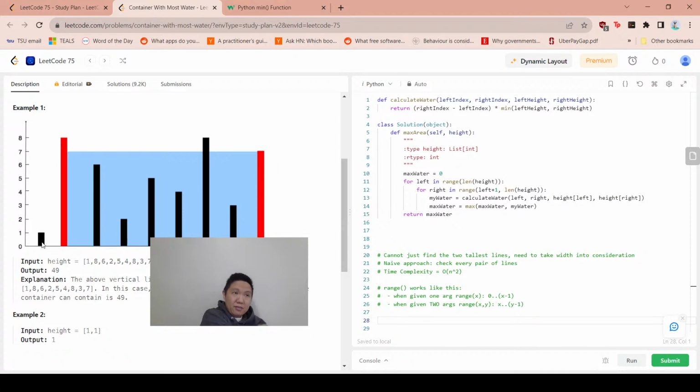So first of all, I can skip anybody who's shorter than me. I will only move my pointer if I find somebody taller, right? So now my initial pointer left is at 0 and right is at 1, 2, 3, 4, 5, 6, 7, 8. Yeah, so 8. 0 and 8.